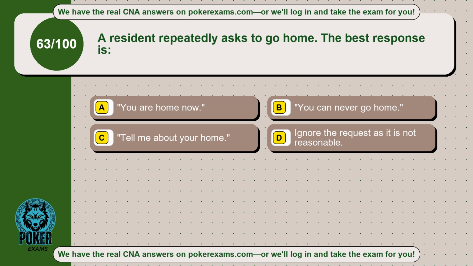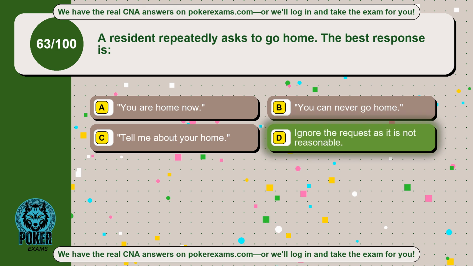Question 63. A resident repeatedly asks to go home. The best response is: Option A. You are home now. Option B. You can never go home. Option C. Tell me about your home. Option D. Ignore the request as it is not reasonable.